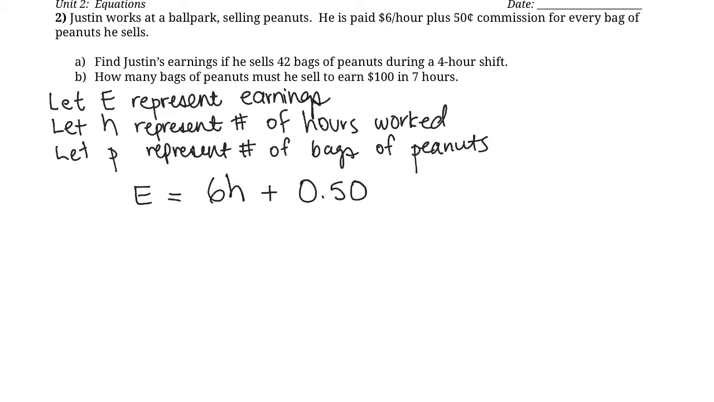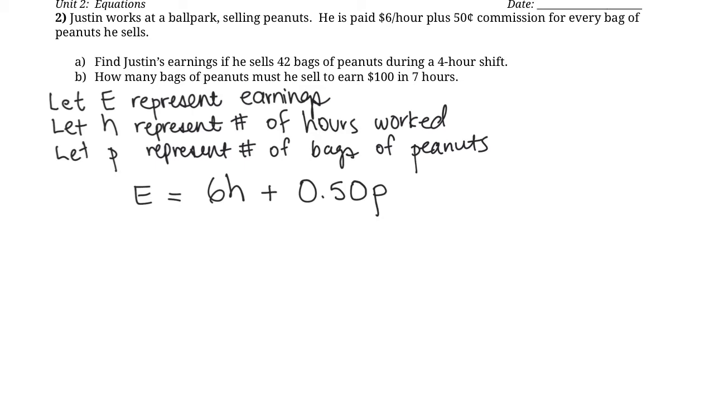So 50 cents is actually 0.50. So he gets 50 cents for every bag of peanuts. So that's going to be 0.50 P. So here's my equation. Now that I have the equation, I can go ahead and calculate answers for part A and part B.